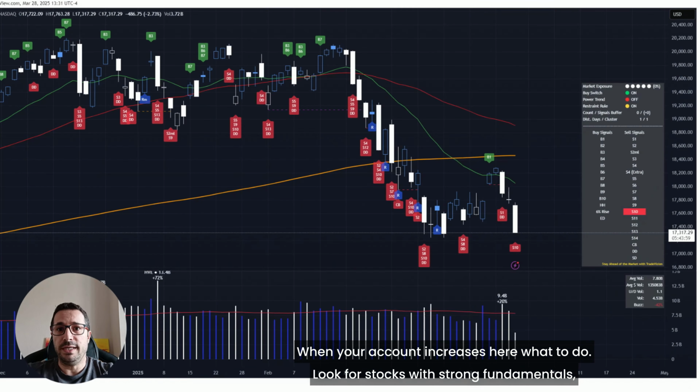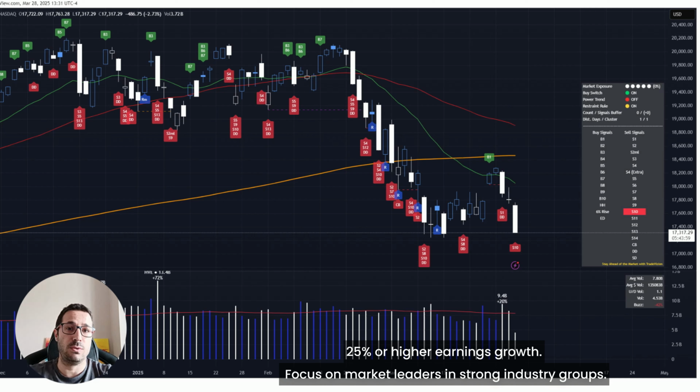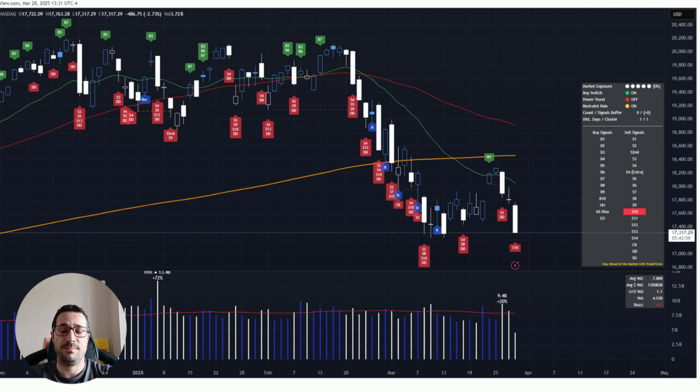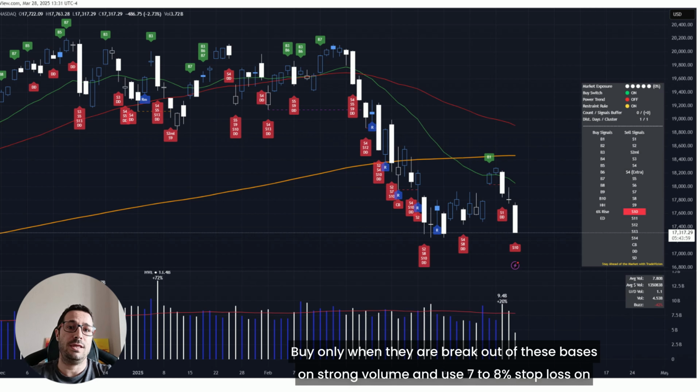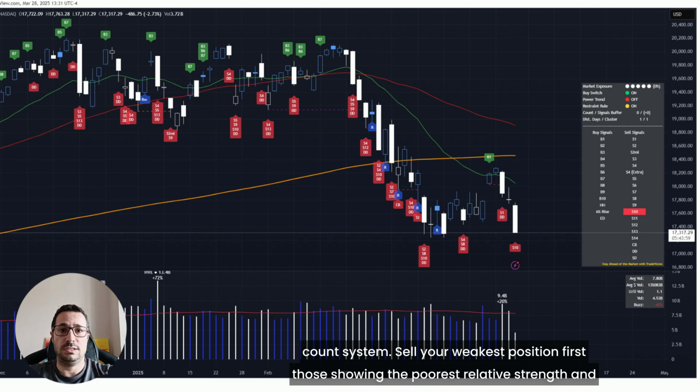When your count increases, here's what to do. Look for stocks with strong fundamentals, 25% or higher earnings growth. Focus on market leaders in strong industry groups. Find stocks forming proper bases like cup with handle, flat base and others. Buy only when they break out of these bases on strong volume, and use a 7 to 8% stop loss on all positions.